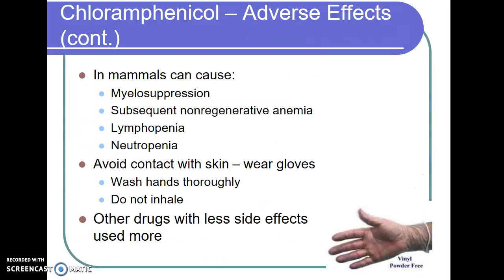So in mammals, though, we can get some myelosuppression, and we can get some non-regenerative anemia, lymphopenia, neutropenia, but it doesn't cause the fatal aplastic anemia quite like it does in humans. So if we need to use it, and this drug fell out of favor, but it is now being reported as a possible treatment, especially if we don't have other drugs that cause the susceptibility of the bacteria.